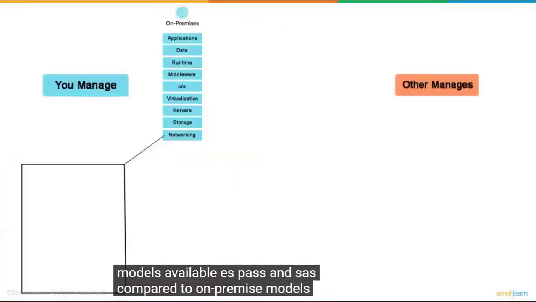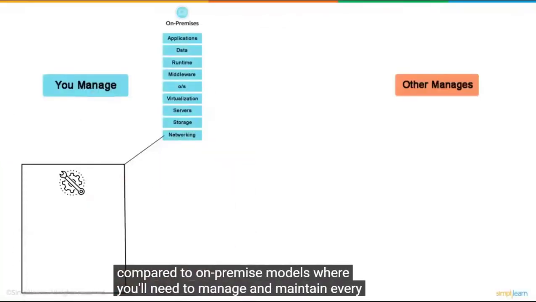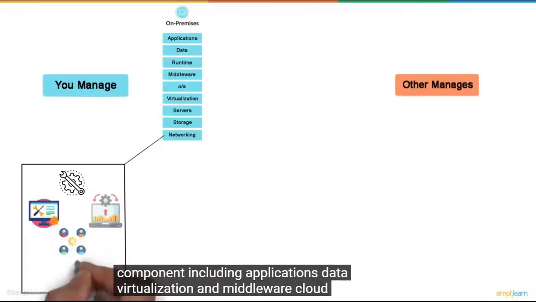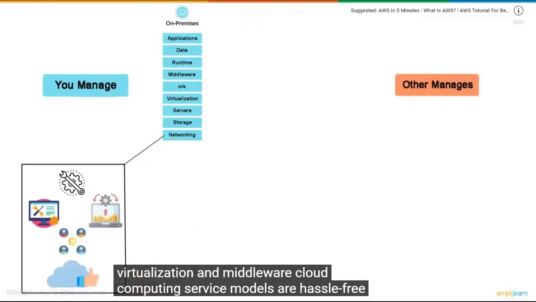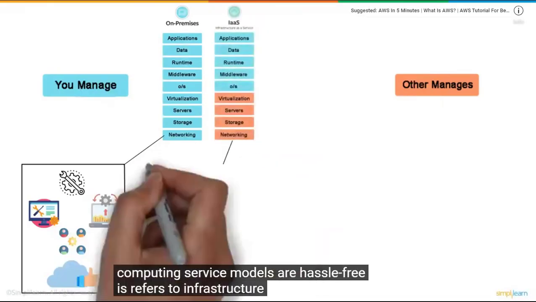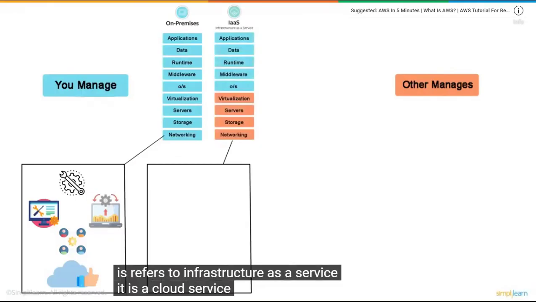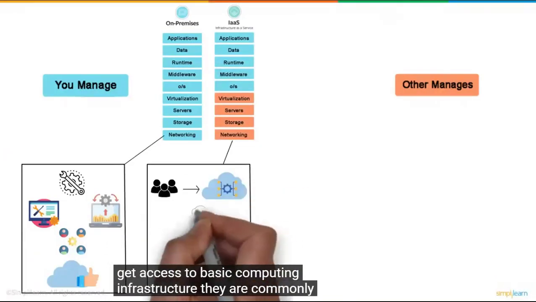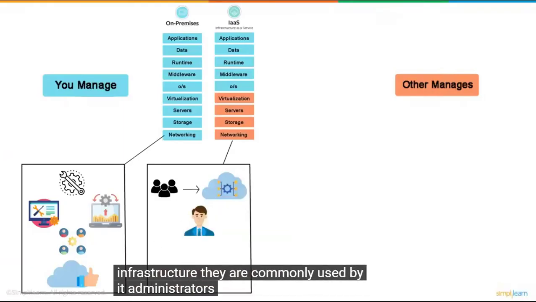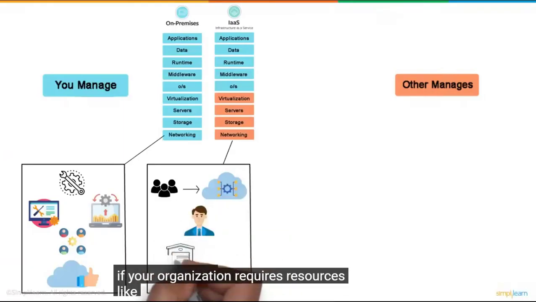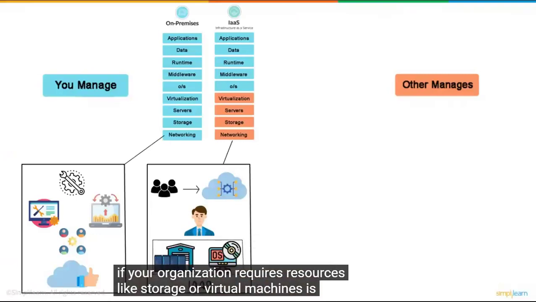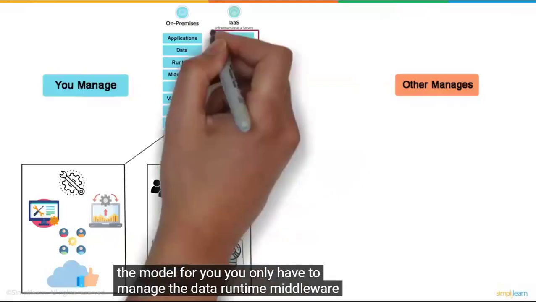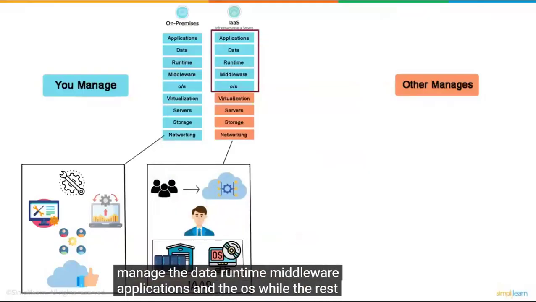Compared to on-premise models, where you'll need to manage and maintain every component, including applications data, virtualization, and middleware, cloud computing service models are hassle-free. IaaS refers to infrastructure as a service. It is a cloud service model where users get access to basic computing infrastructure. They are commonly used by IT administrators. If your organization requires resources like storage or virtual machines, IaaS is the model for you. You'll only have to manage the data, runtime, middleware, applications, and the OS, while the rest is handled by the cloud providers.